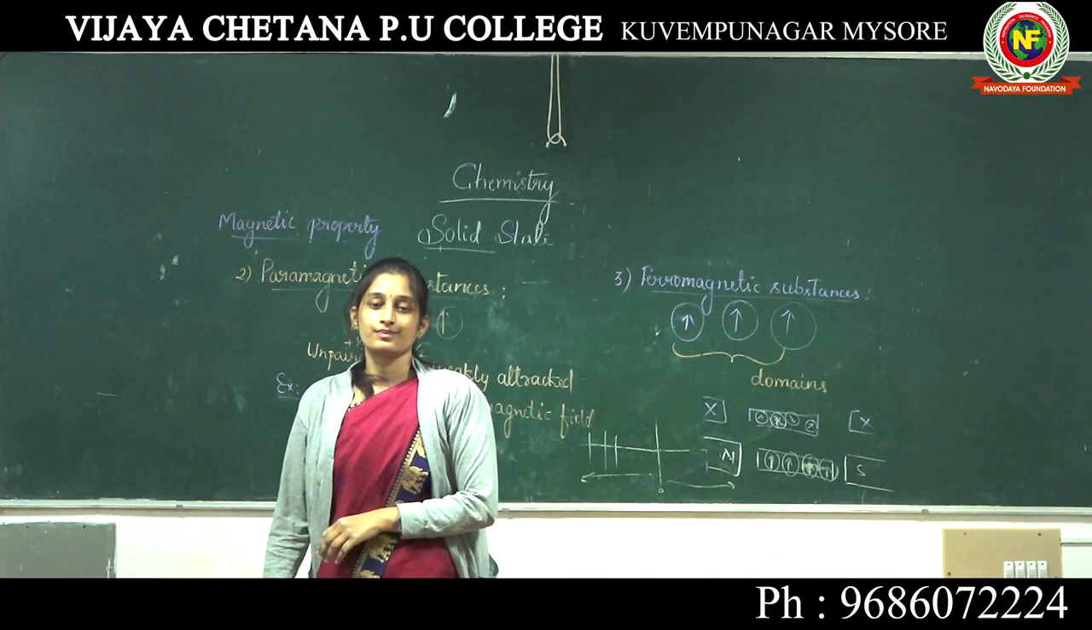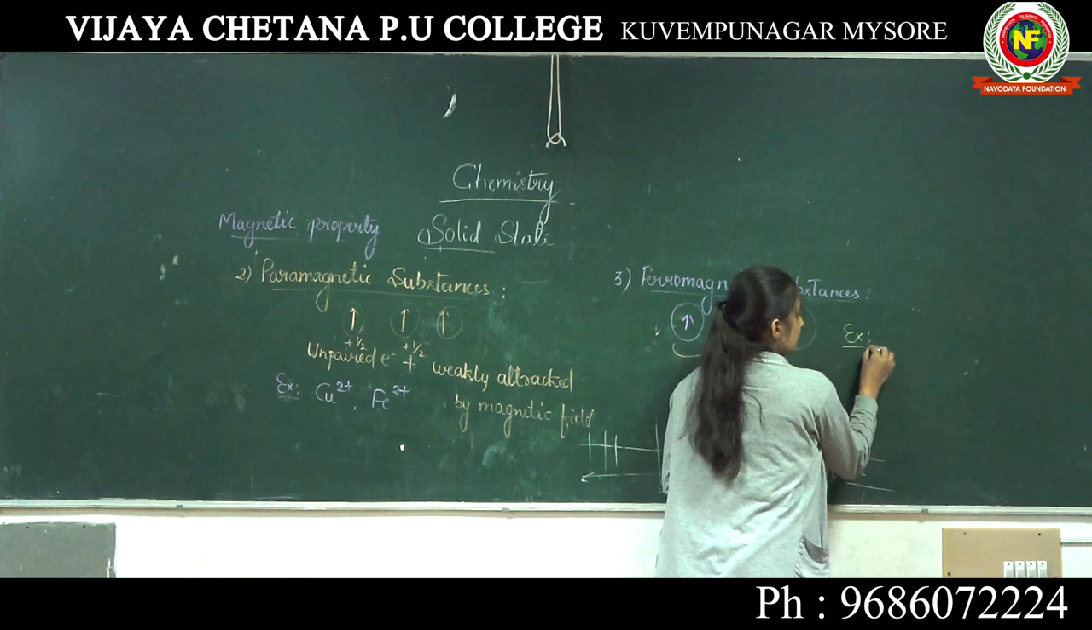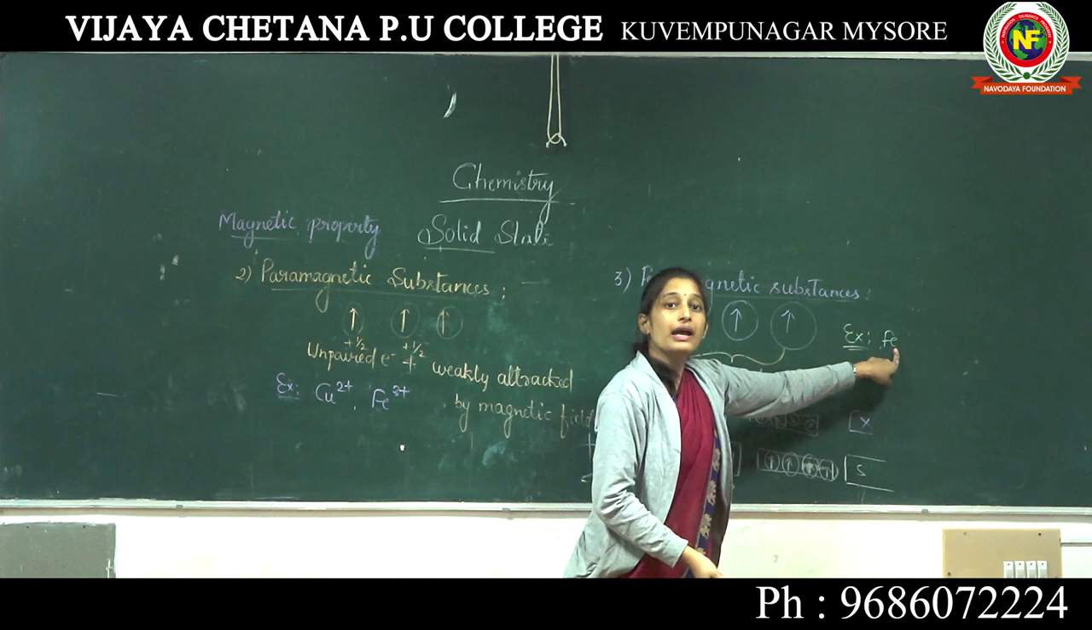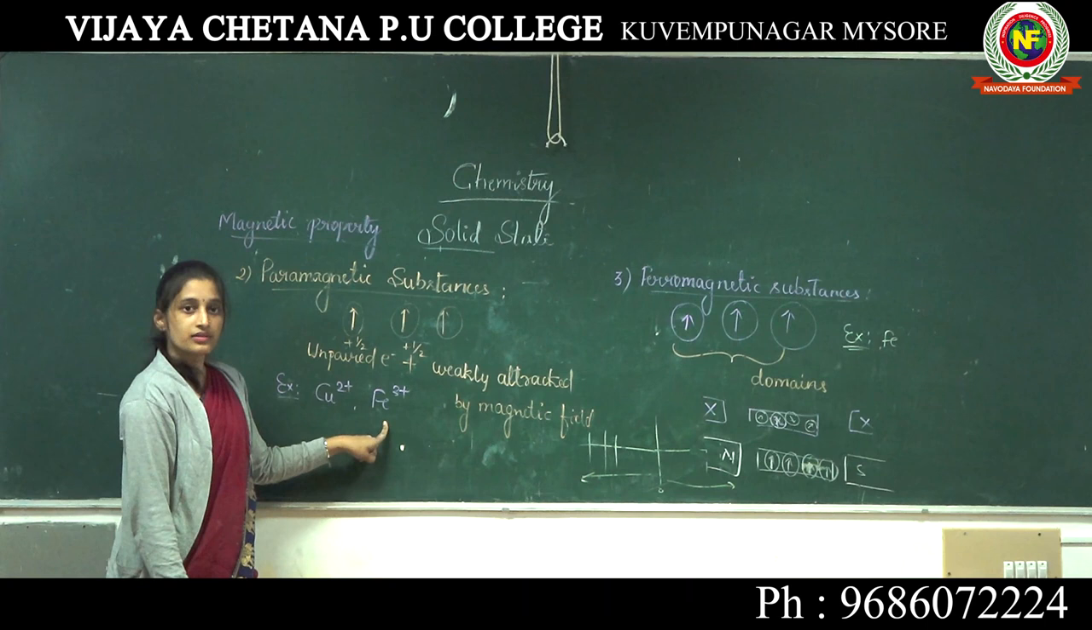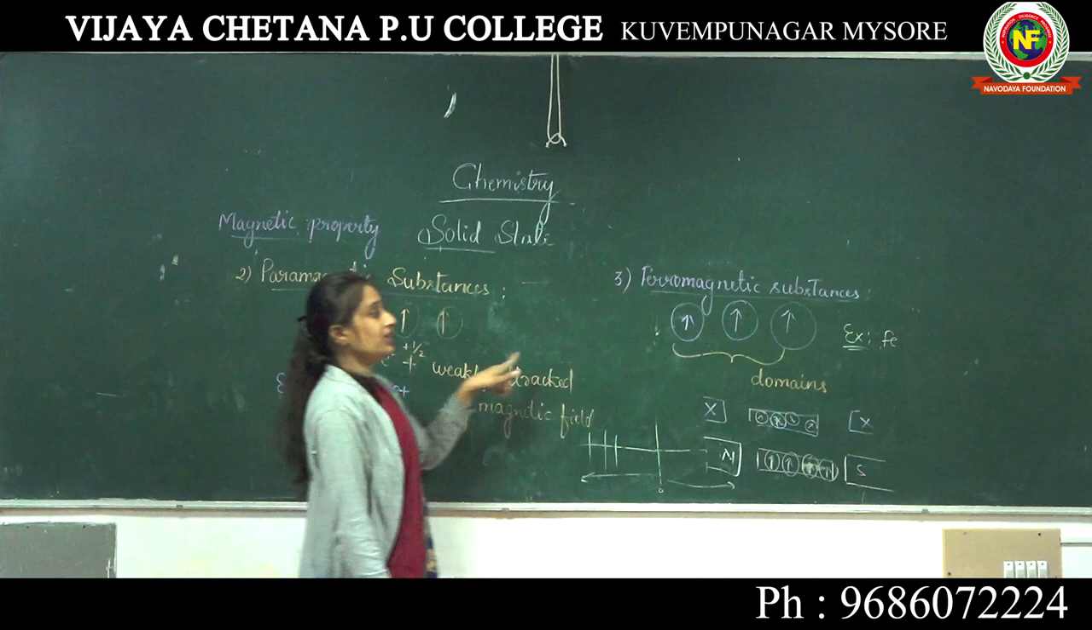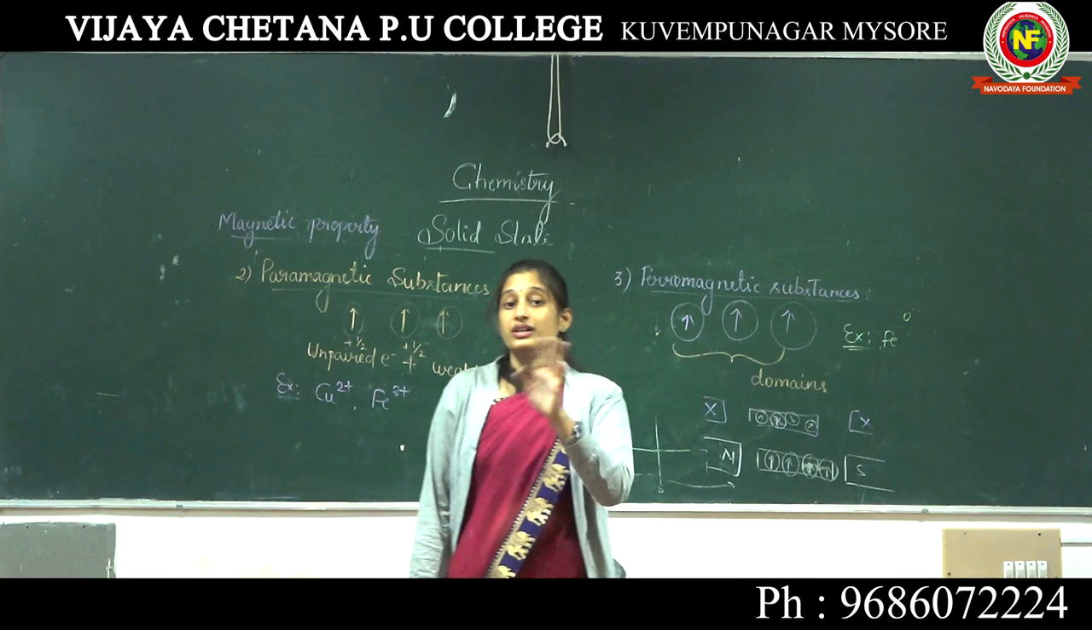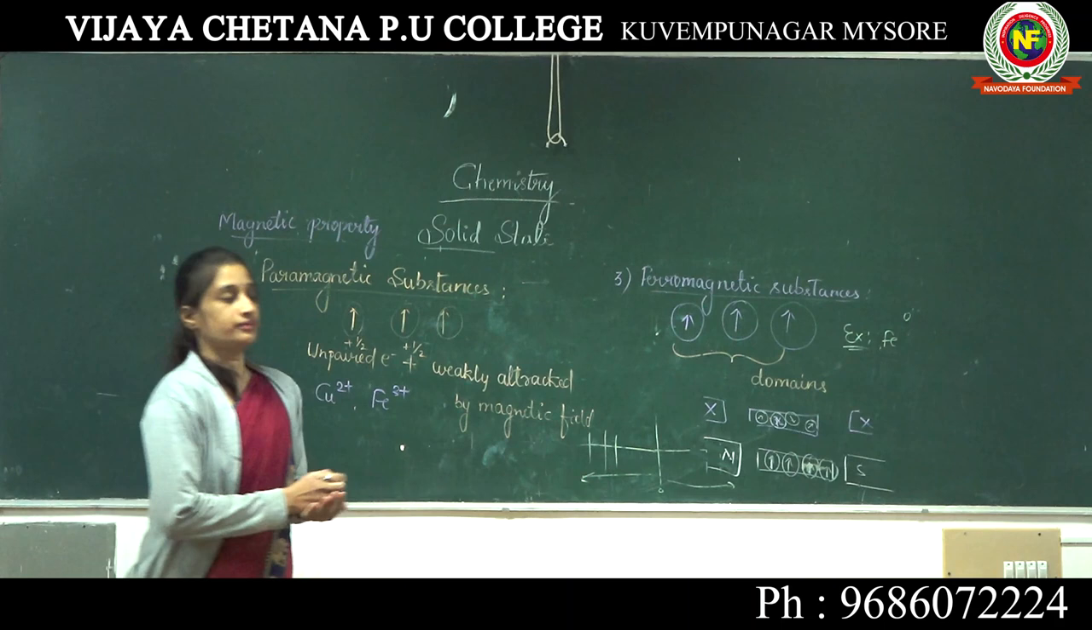The best example for such type of substances is iron. You can ask the same question: Ma'am, here also you are writing iron, here also iron. No difference? Yes, there is a lot of difference. In this one iron is in plus 3 state, but here iron is in 0 state. 0 state means it's not oxidized. It's not in the ferric state. Iron, copper.